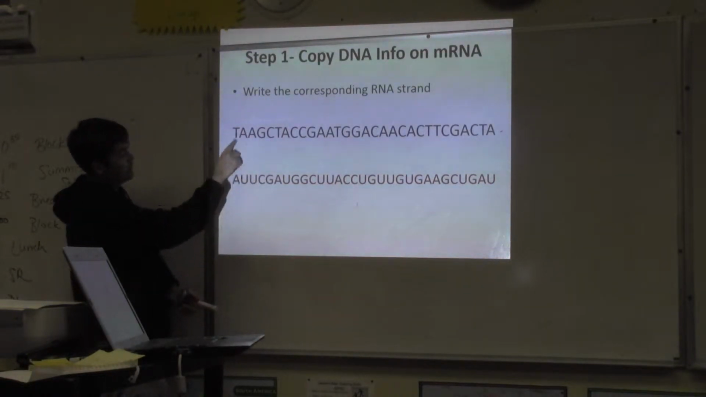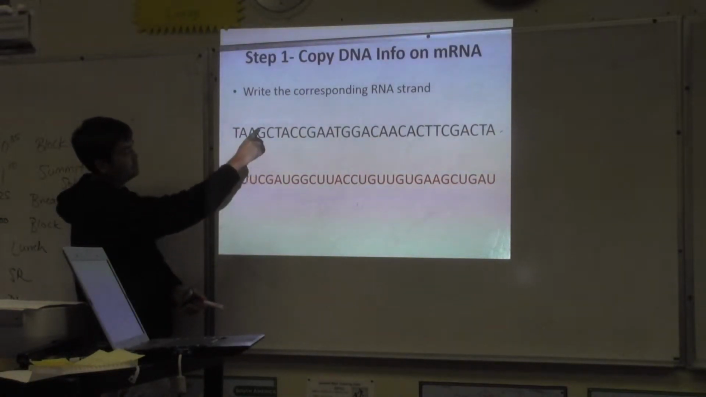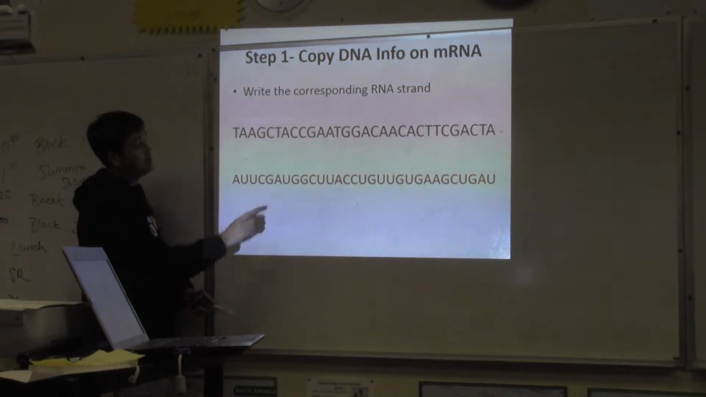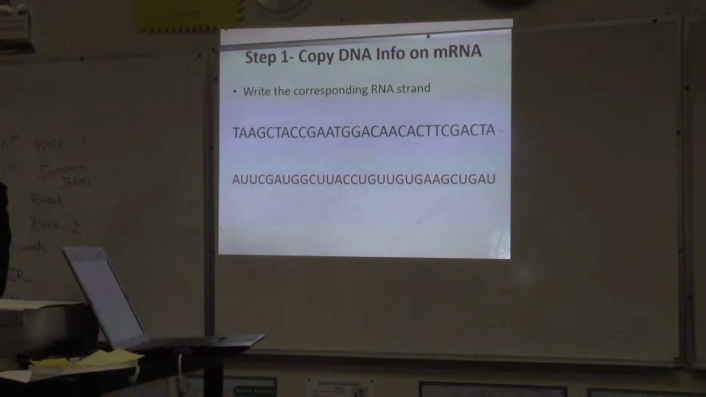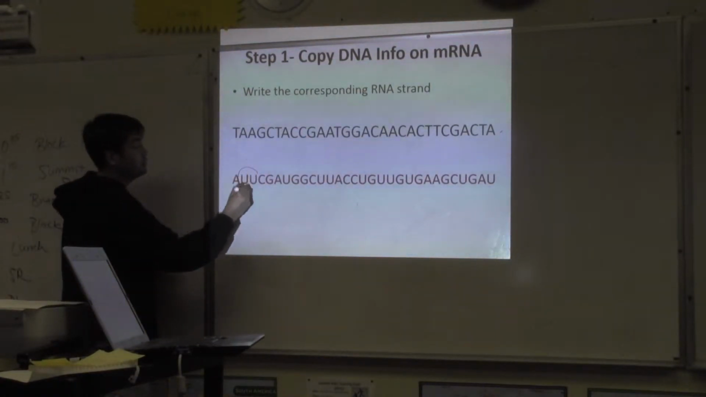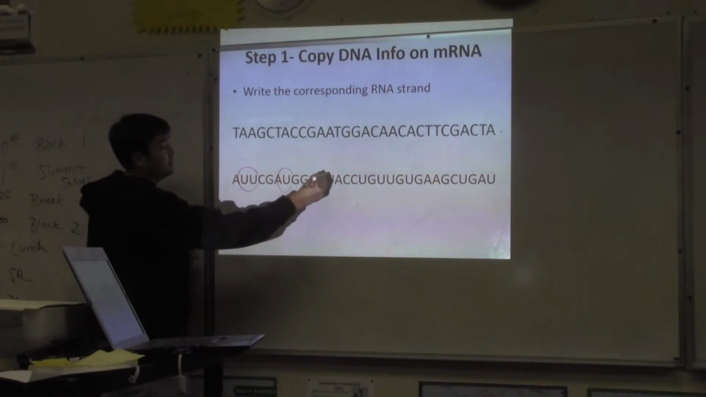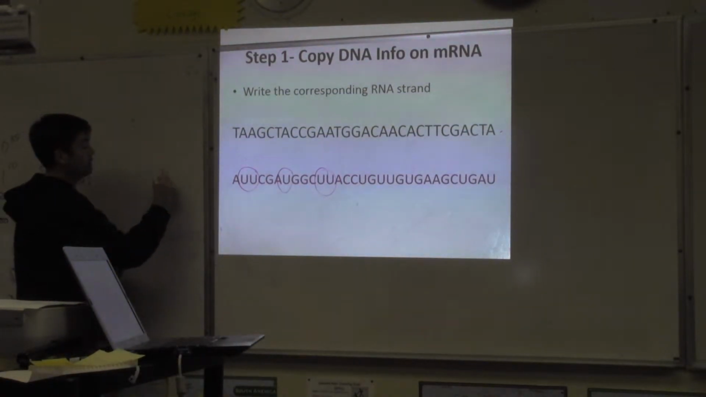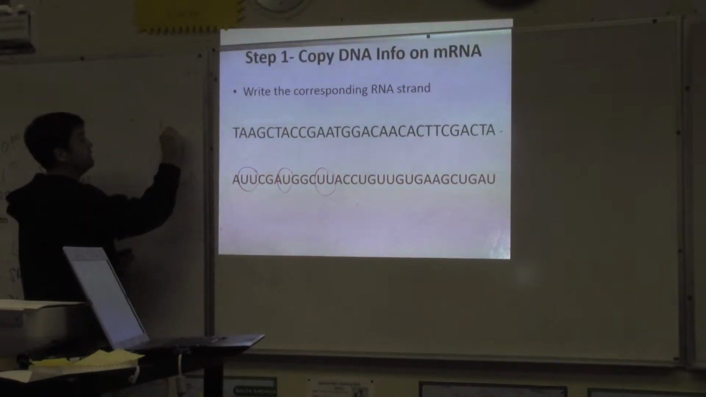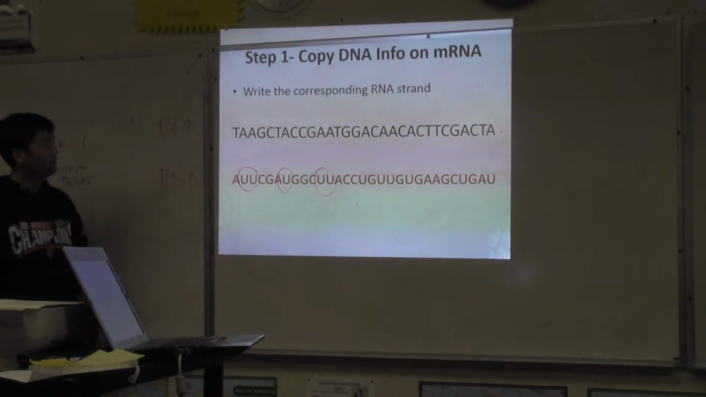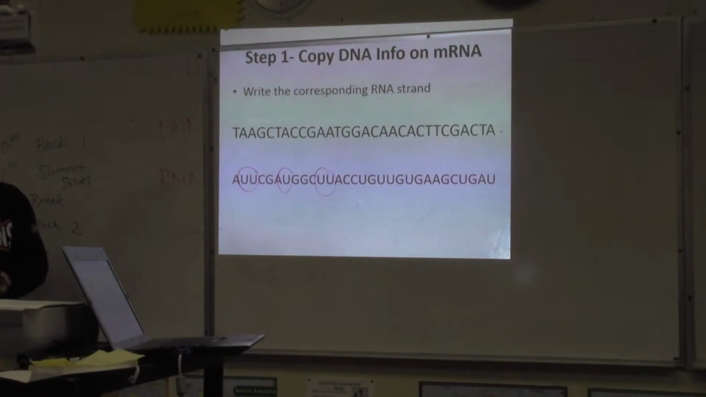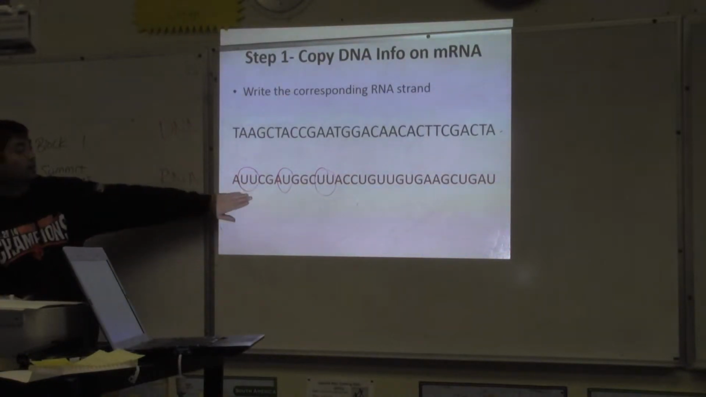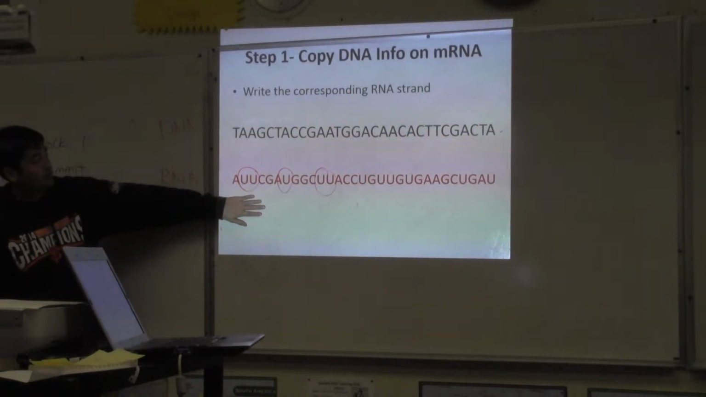And so notice AT, AU, AU, GC, CG, TA. Very similar to matching up DNA when we do DNA replication. The big difference, remember though, is that there are those U's in the RNA. This is our RNA right here. This is our DNA right here. So very similar, but RNA has the U's.